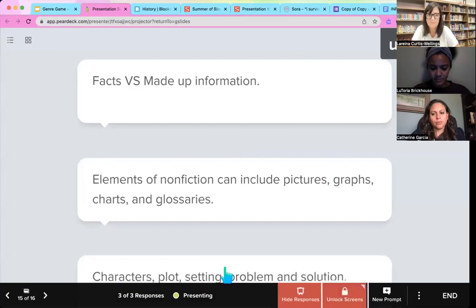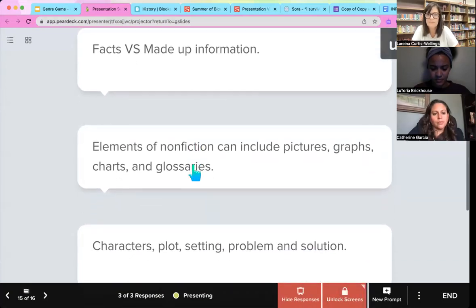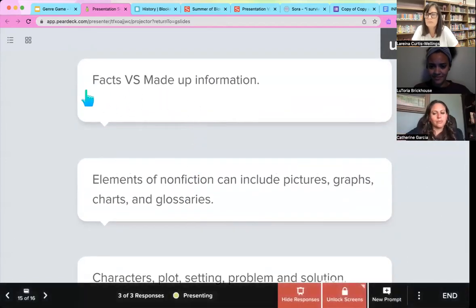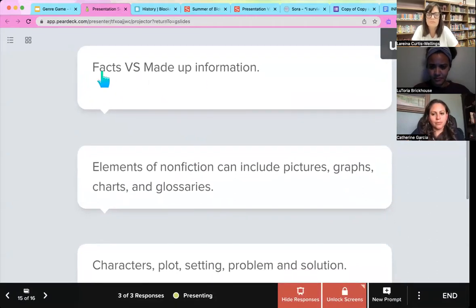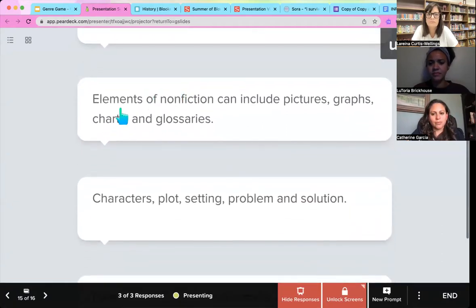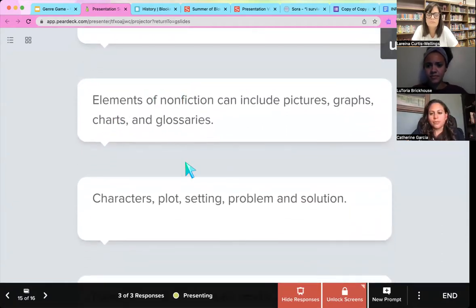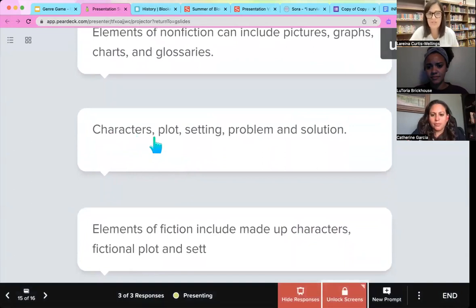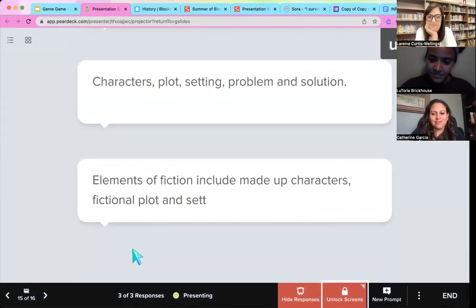I can lock responses, I can show them and hide them. It is anonymous, which I like for 6th grade students. That way they don't worry about who it is. So differences: facts versus made up information. Elements of nonfiction can include pictures, graphs, charts, and glossaries. Good. Fictional has characters, plot, setting, problem, and solution. Good. And then elements of fiction include made up characters, fictional plot, and setting.